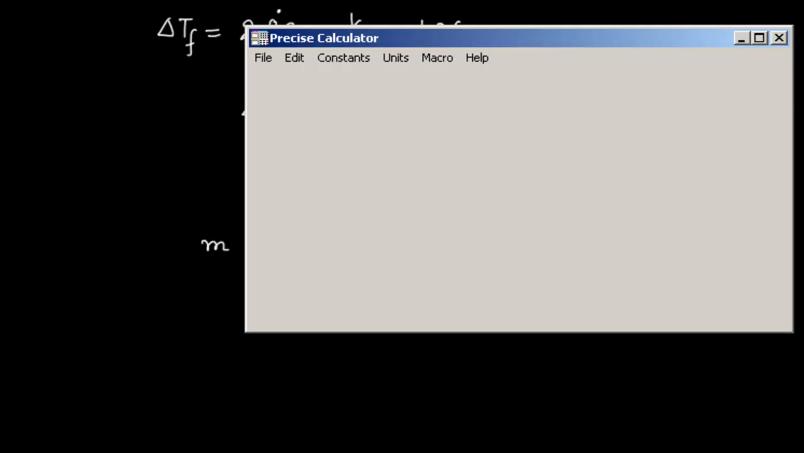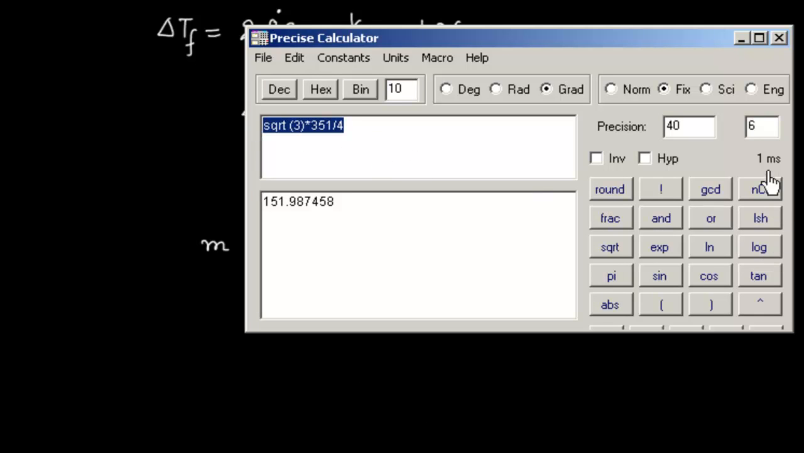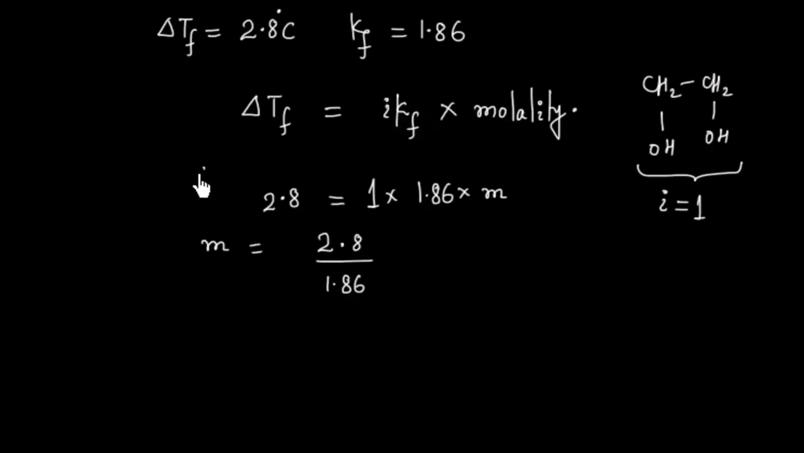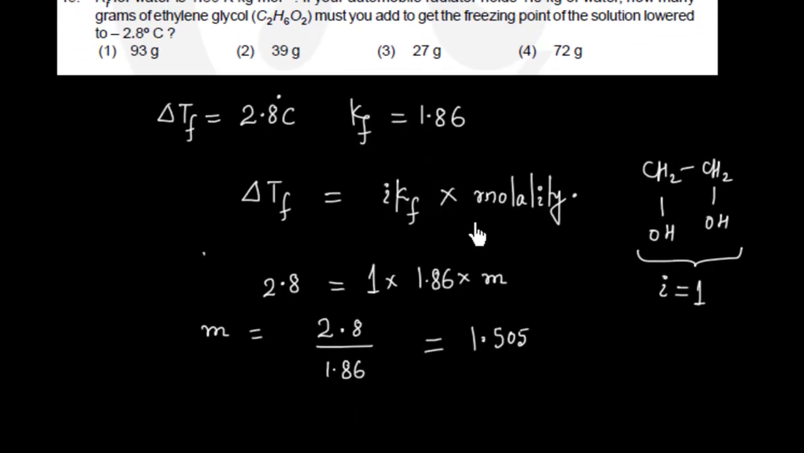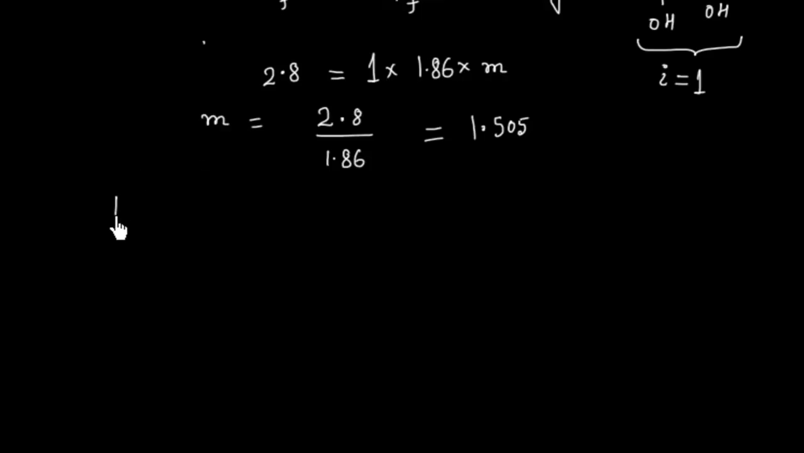So let us use the calculator. 2.8 divided by 1.86 is around 1.505. So this is the molality. Now we have to find the weight of ethylene glycol in 1 kg water, the weight of C2H6O2, this is your ethylene glycol.